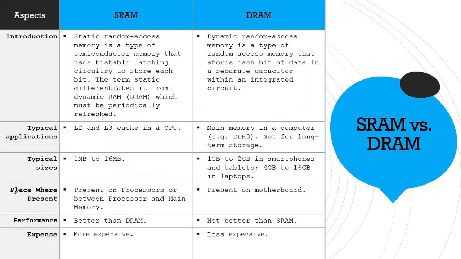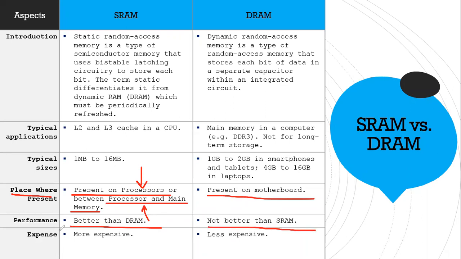Now, the place where they are present. These are present on the processor. Remember, either they remain in the processor or in between the processor and the main memory. But normally they are in the processor. DRAM is present on the motherboard. Performance: SRAM is better than DRAM because it is faster. DRAM is not faster. SRAM is more expensive. DRAM is less expensive. Okay.